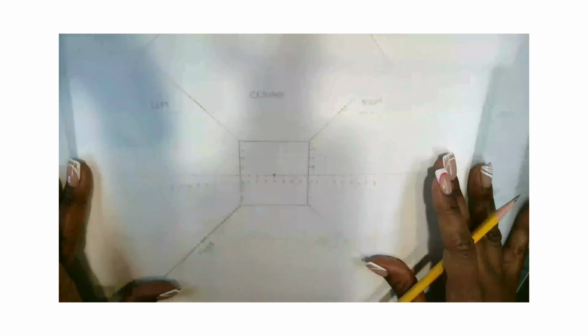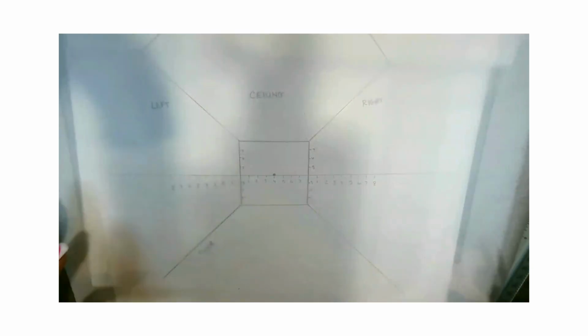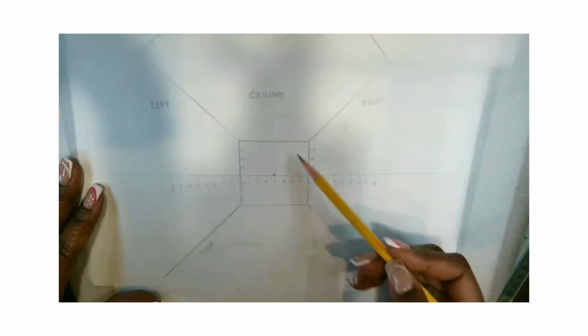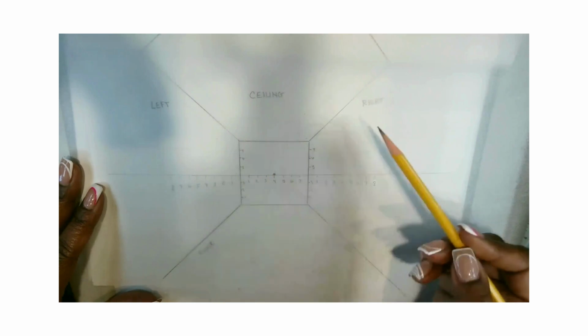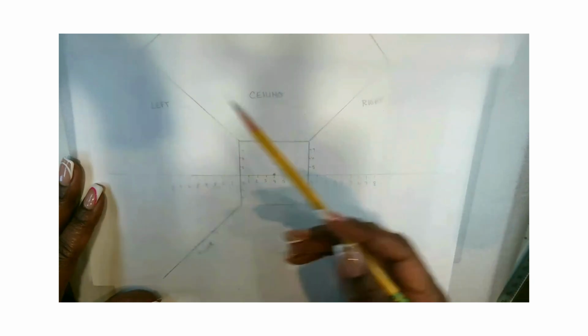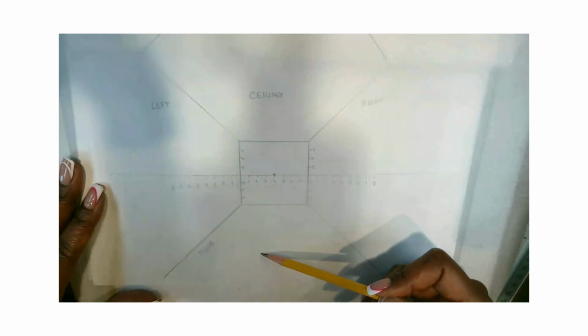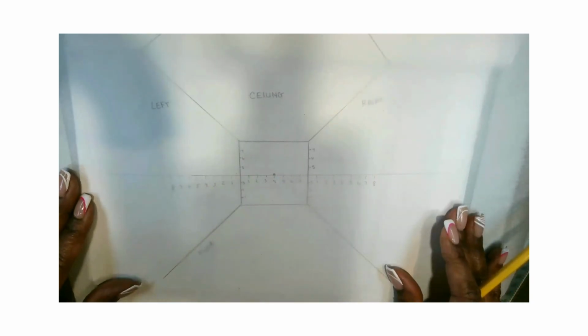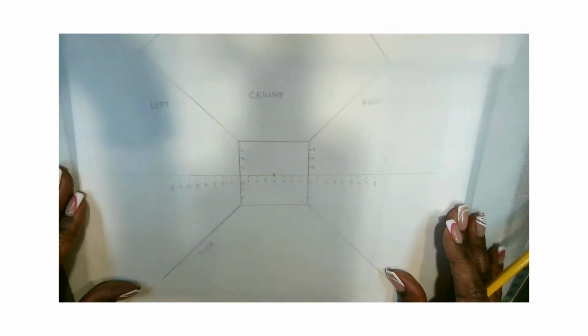For this video tutorial, we have in front of you a layout of a space. So we have the back of the room, we have our right, left, ceiling, and our flooring. We are going to create a one-point perspective of a bedroom with a piece of furniture.